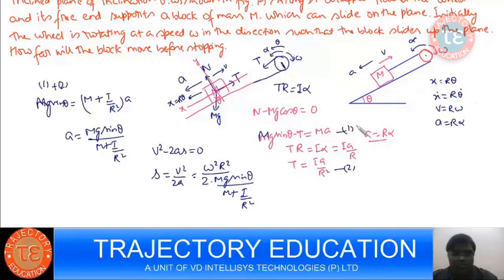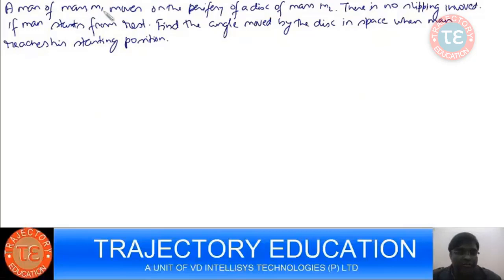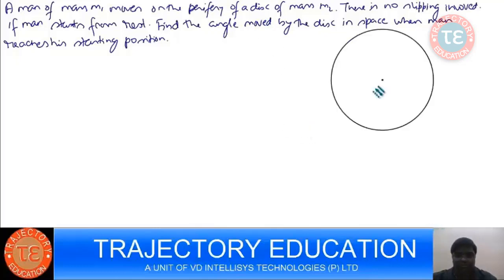Alright. Now let me move to one more question. See this question. A man of mass m1 moves on the periphery of a disk of mass m2. There is no slipping involved. If the man starts from rest, find the angle moved by the disk in space when the man reaches his starting position. This is a very interesting question. Let me discuss it with you.